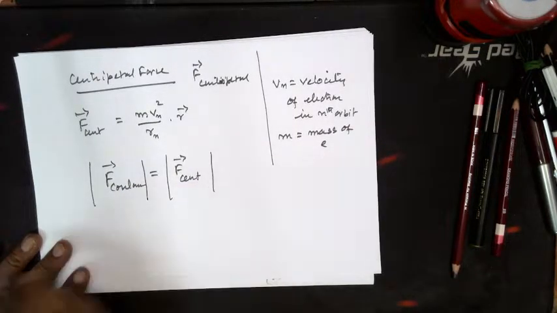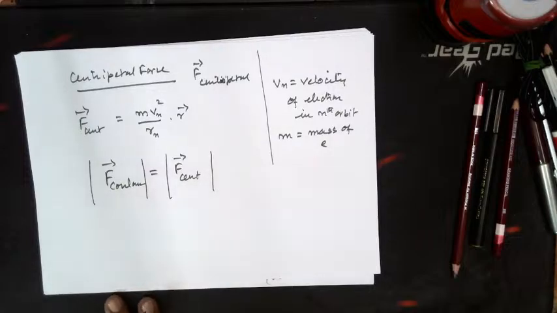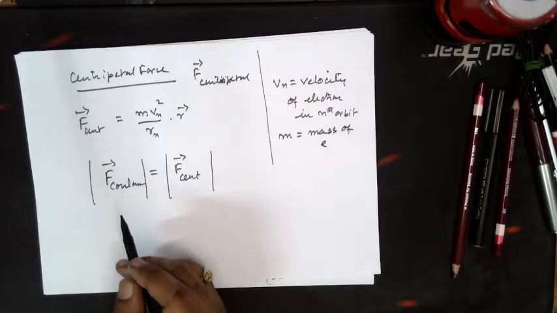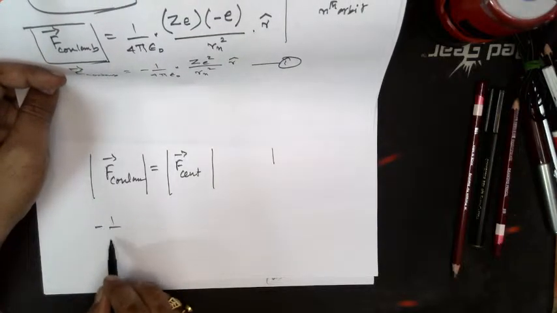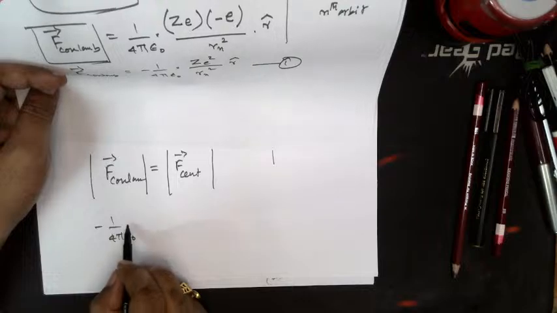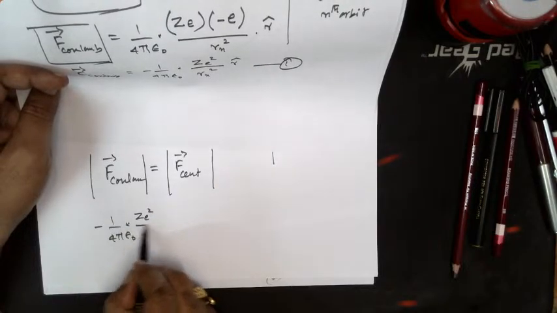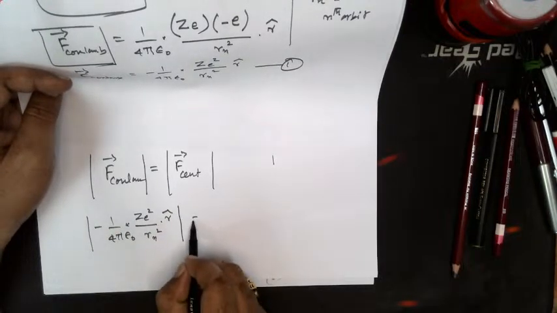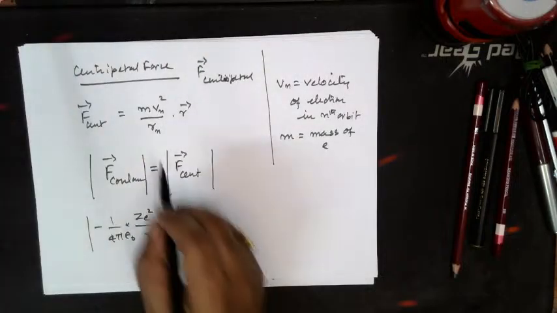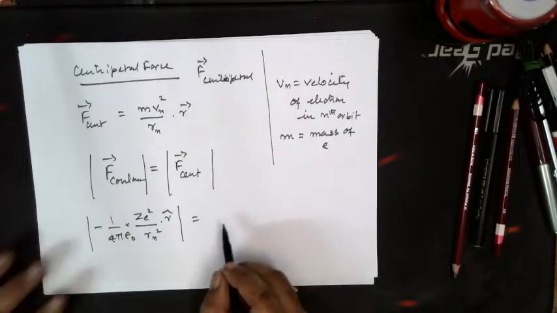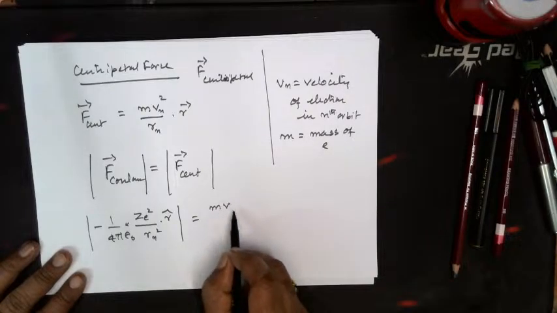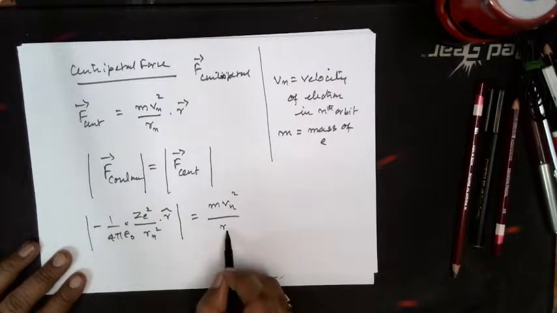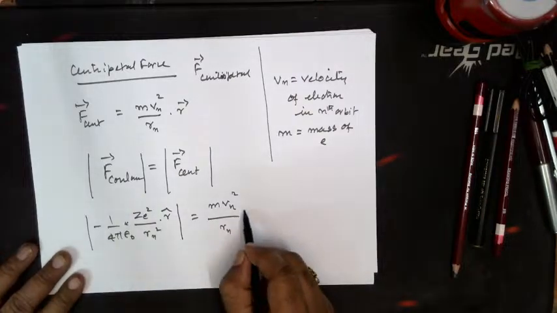We will take the modulus. Modulus means the negative sign of the charges will go; we take the absolute values only. Now, what is the Coulombic force here? We already did this. It is minus 1 by 4 pi epsilon naught into Ze squared divided by Rn squared into R cap. This modulus is equal to m Vn squared divided by Rn into R cap.